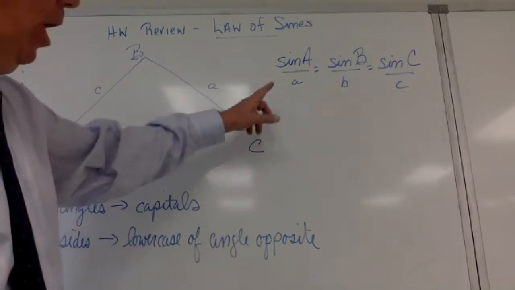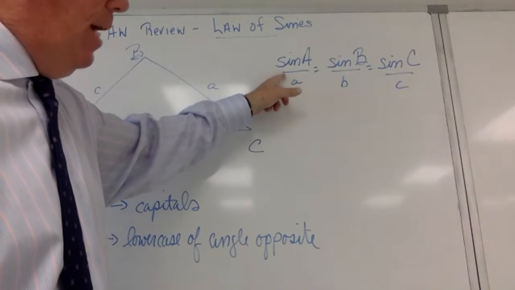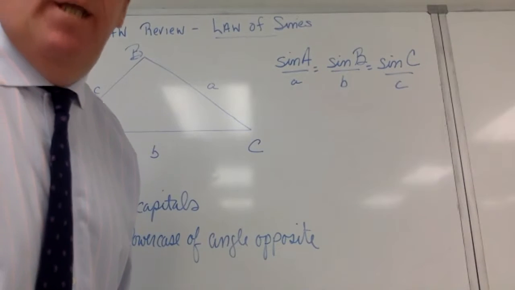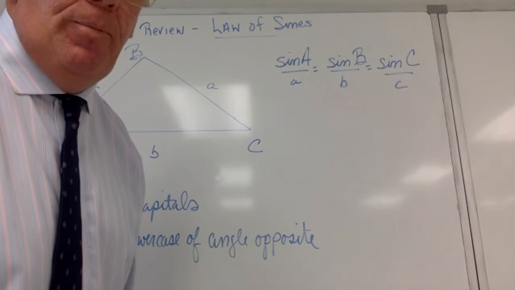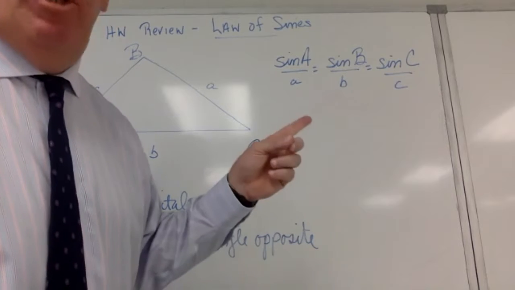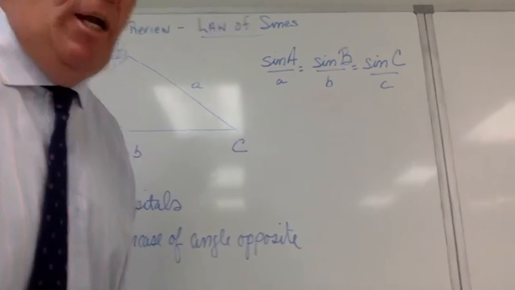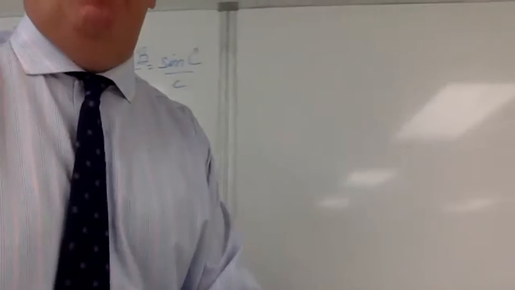All right. So here's what we're doing. Every triangle drawn, those ratios are always equal. Does everybody understand that? Yes, sir. It's important to know that, fellas, because we can't use the Pythagorean theorem for everything.